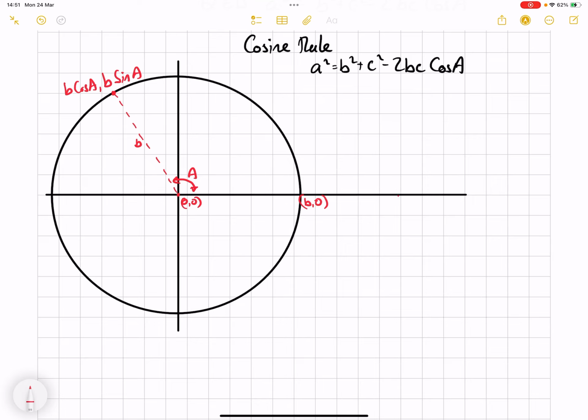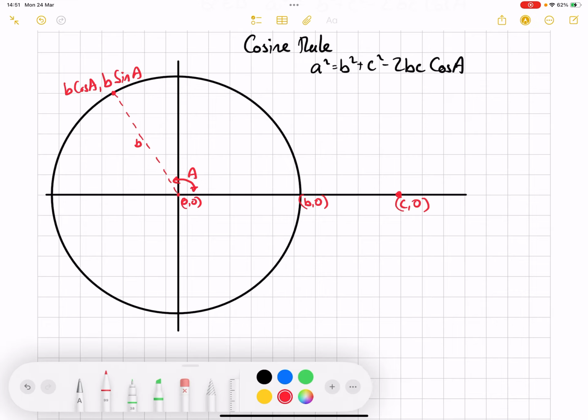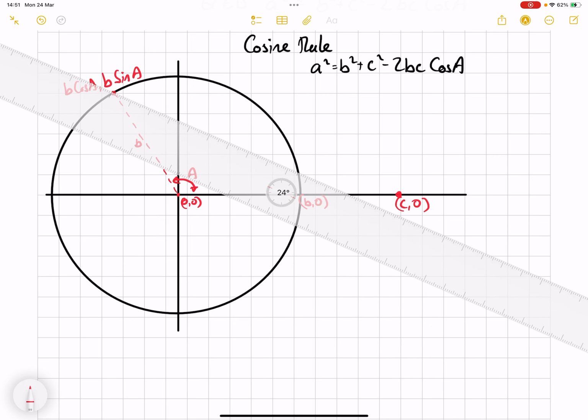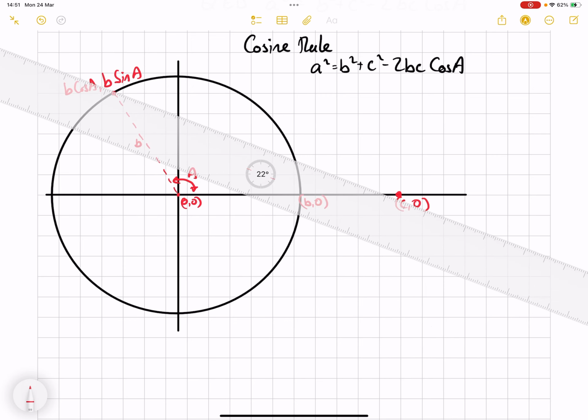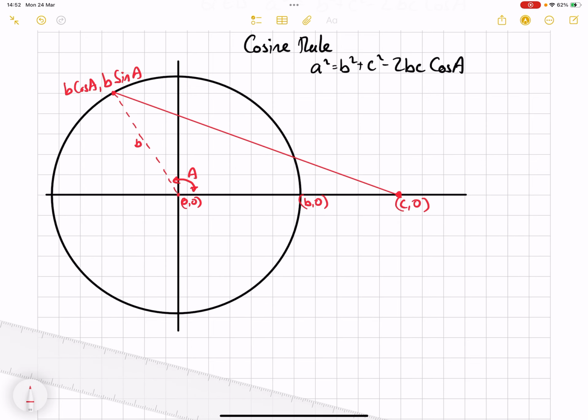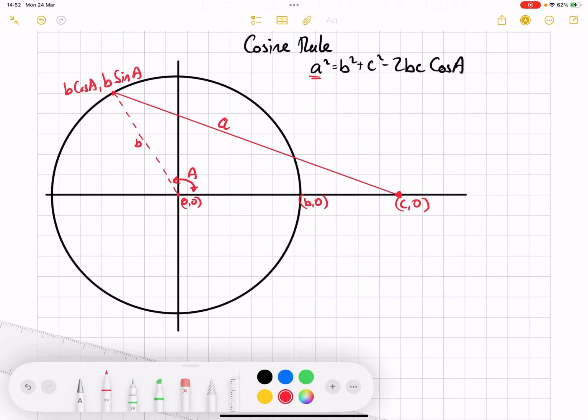And to create a triangle, I'm going to get a third point, and I'm going to put it on the x-axis. I'm just going to call it (c, 0), and I'm going to draw a line from my top point back to that point (c, 0), and this is going to create me a triangle that I can work with. Okay, and as I say, I'm looking for a squared is equal to b squared plus c squared minus 2bc cos a, and if you have angle A, then this is my side a up here. So that side there is really what I'm looking for.